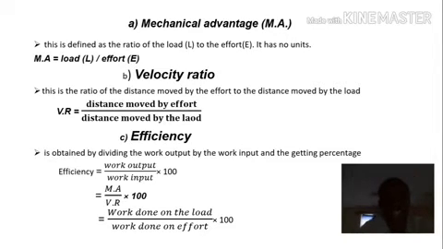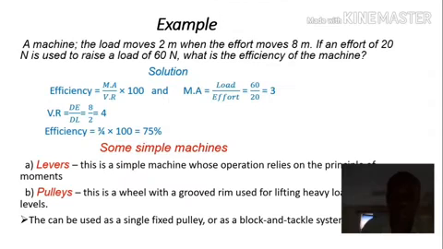And lastly is efficiency. How efficient is a machine? Efficiency is obtained by dividing work output over work input times 100, which equals mechanical advantage over velocity ratio times 100. So there are two ways of expressing efficiency: MA over VR times 100, or work output over work input times 100.